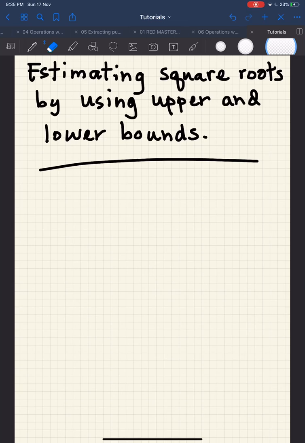Hello again. In this tutorial, we are going to learn how to estimate square roots using upper and lower bounds. Ooh, it sounds so technical, but it's not. It's okay. It's easy.